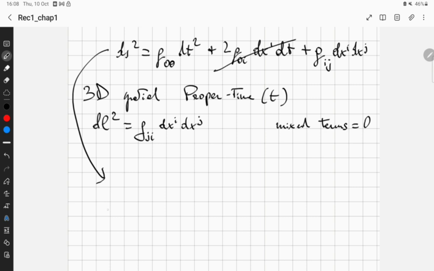This leads us to write a generic form of the metric, which is in agreement with the cosmological principle, which is ds square equals c square dt square minus g ij dx i dx j, which can be written as such.